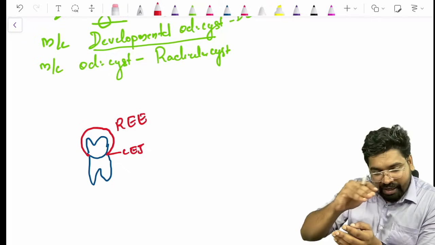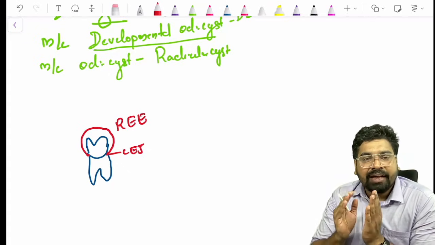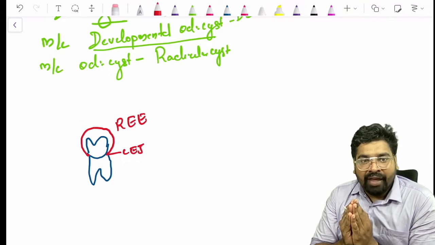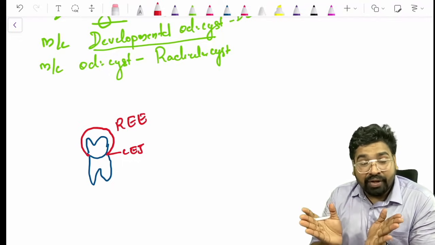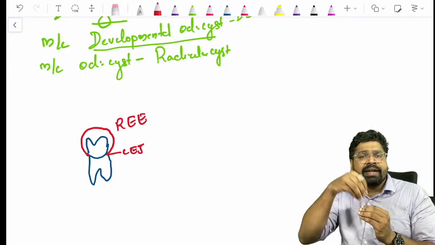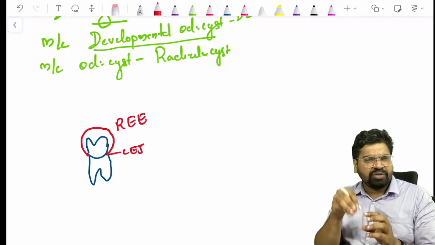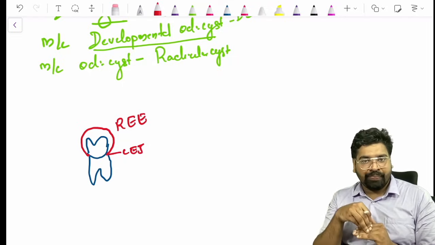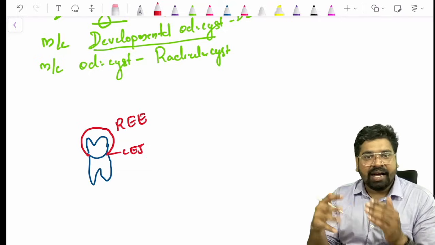It will cover up the crown of the tooth and it will protect that crown. Why does it protect? If the crown is exposed to the connective tissue, what happens? There will be deposition of cementum, a hard substance, on the crown. So to prevent that, the REE covers it.